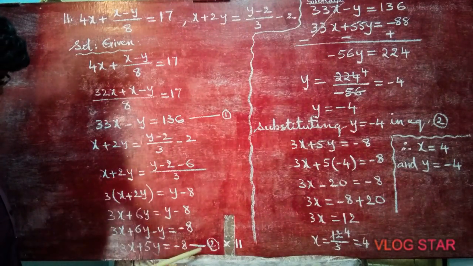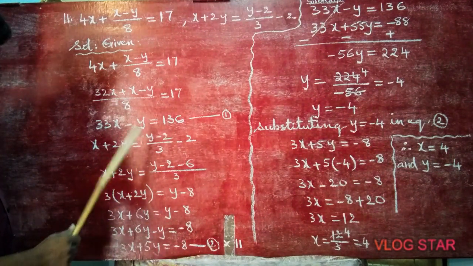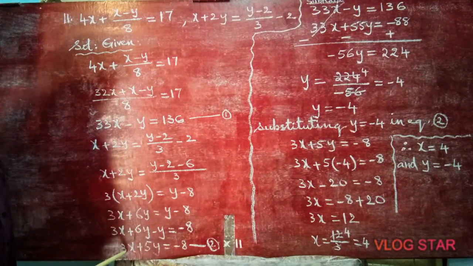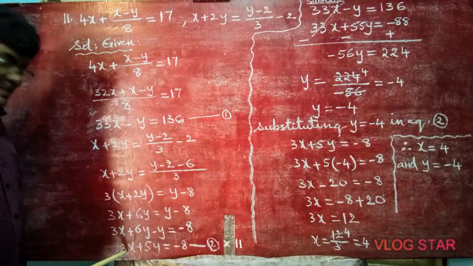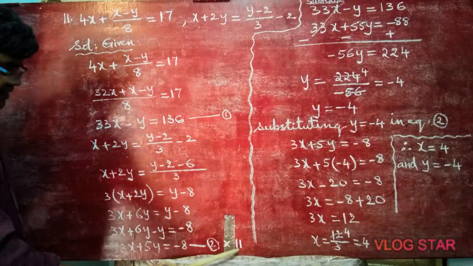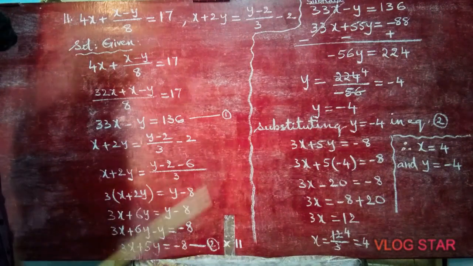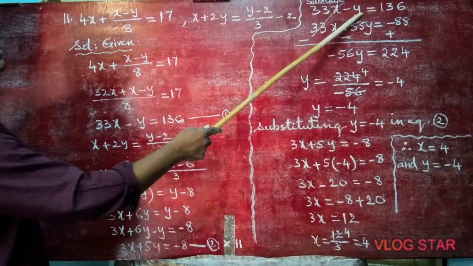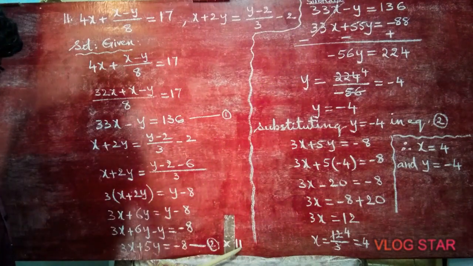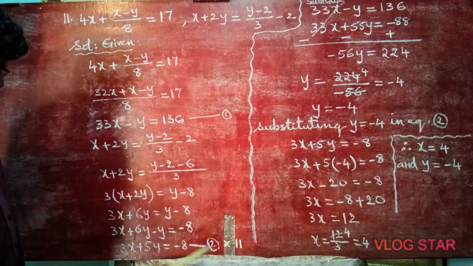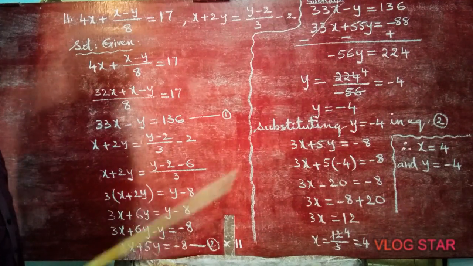Equation number 1, equation number 2. I want to eliminate x. Here x is 33, here x is 3. If you multiply with 11, 3 11s are 33. So multiply the complete equation 2 with 11. What will come? Equation number 1 as it is, 33x minus y is equal to 136. Multiply with 11: 11 3s are 33x plus 11 5s are 55y is equal to, plus into minus is minus, 11 8s are 88.